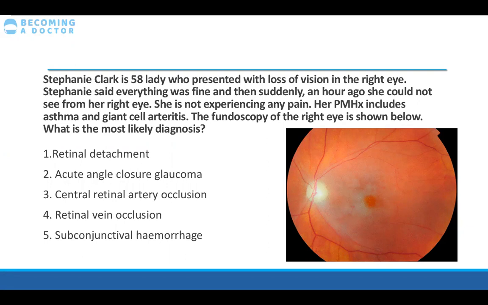Her past medical history includes asthma and giant cell arteritis. The fundoscopy of the right eye is shown below. What is the most likely diagnosis? So again, I can appreciate fundoscopy questions are a bit challenging, but have a go and see what you guys think.